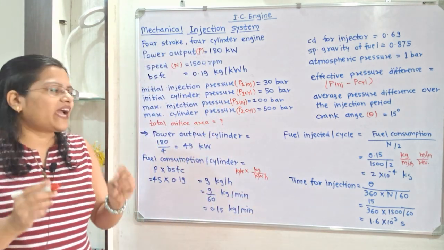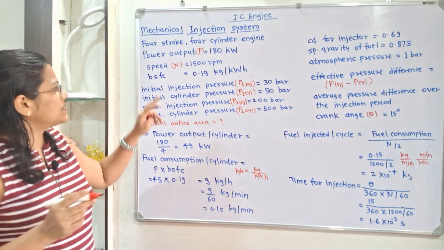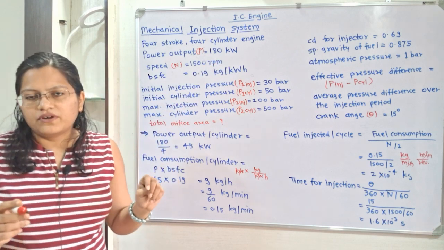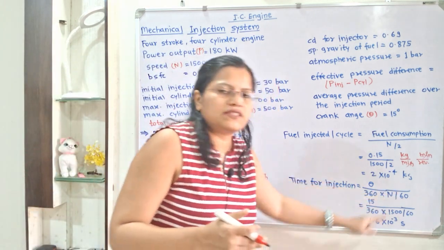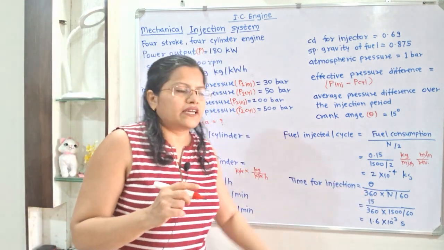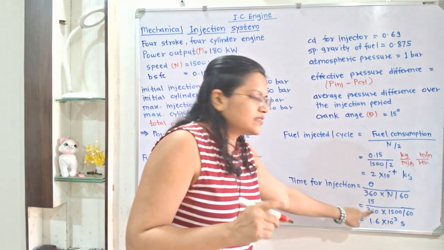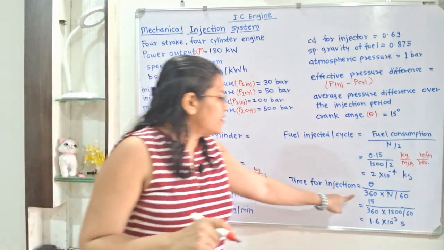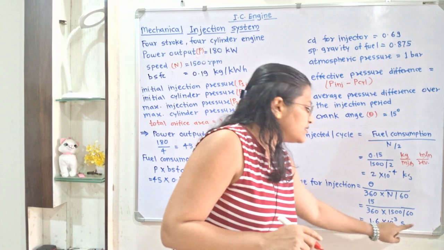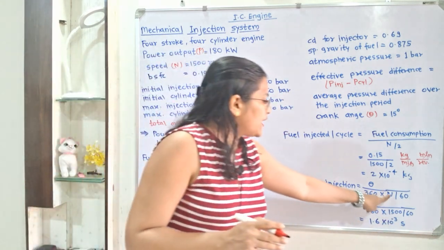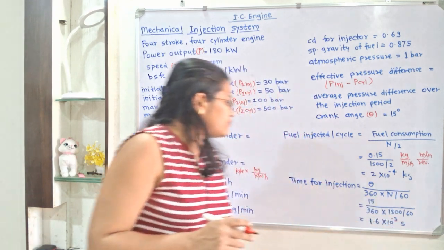Then the time for injection. We have the formula theta divided by 360 multiplied by N by 60. N is given in revolution per minute, so we have to take it as revolution per second, dividing by 60 because in 1 minute there are 60 seconds. Theta, the crank angle, is 15 degree, 360 is the number of degrees in one revolution, multiplied by 1500 by 60. The answer is 1.6 into 10 raised to minus 3 second. Why is the unit second? Because we converted revolution per minute into revolution per second, so the time is in seconds.